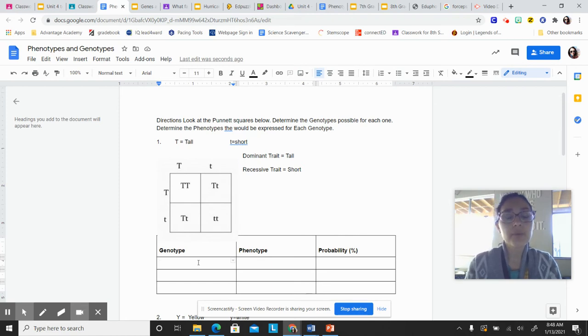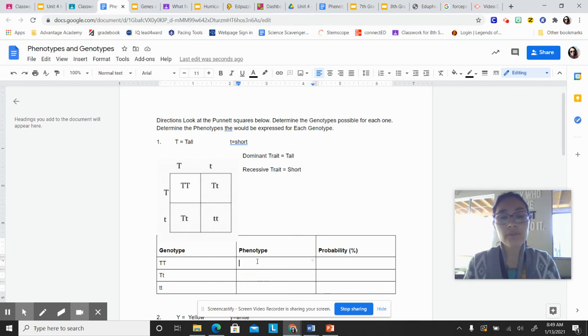Okay, so this one happens to have 3. What are the possible letter combinations you can get in this square? I'll give you a second. Okay, so you can have capital T, capital T. You can have capital T, lowercase t, or you can have lowercase t, lowercase t. You're not going to count this one twice because it's the same gene.